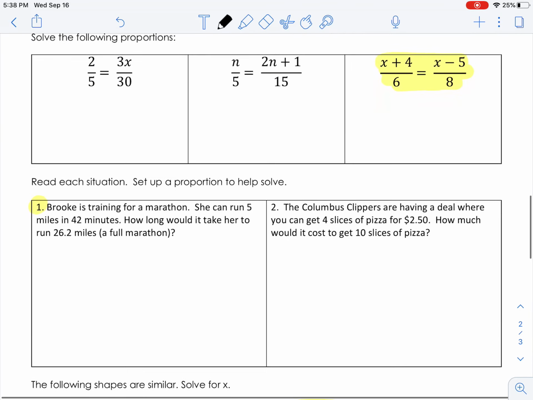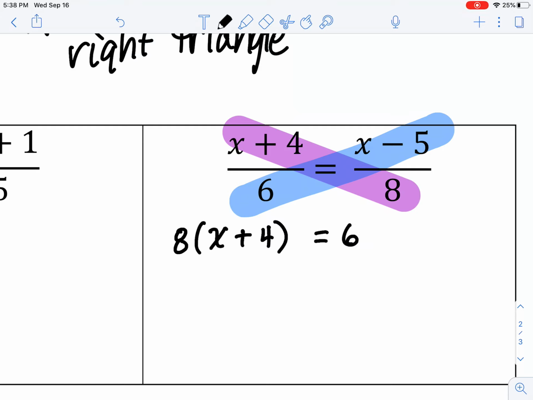So for this one, we want to do 8 times x plus 4 is equal to 6 times x minus 5. So you can put either one on the right, either one on the left. I'm going to put the purple one on the left. So it would be 8 times x plus 4 in parentheses. And guys, the reason you want to do parentheses is so you don't forget to distribute. And then on the right, 6 times the difference of x and 5.